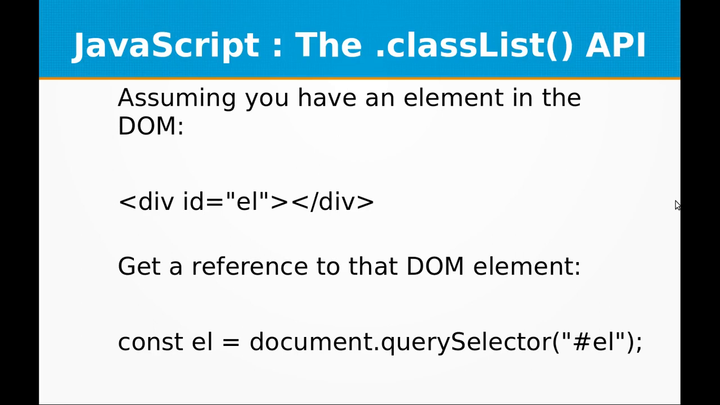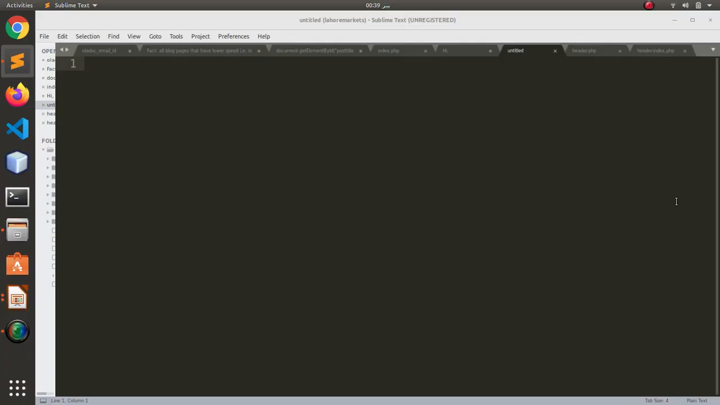In today's video training we will be learning about the Classlist API. Assuming you have an element in the DOM. Let's say we have a div with an ID EL in the DOM. Let's create an element with ID EL and let's close the div.